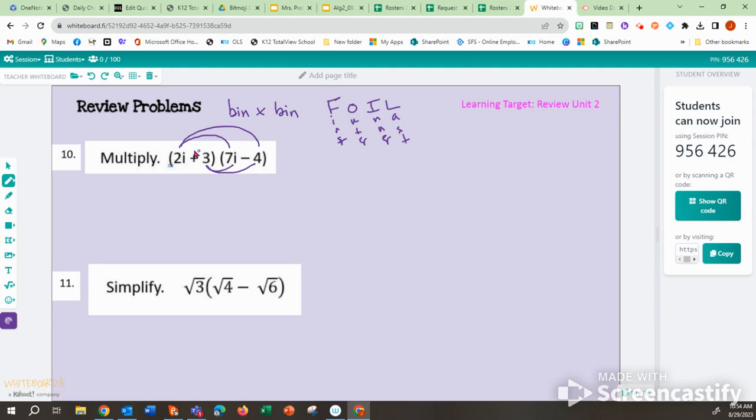All right, 2i times 7i. Remember, when you're multiplying variables, you add their exponents. So that's going to give you 14i squared.